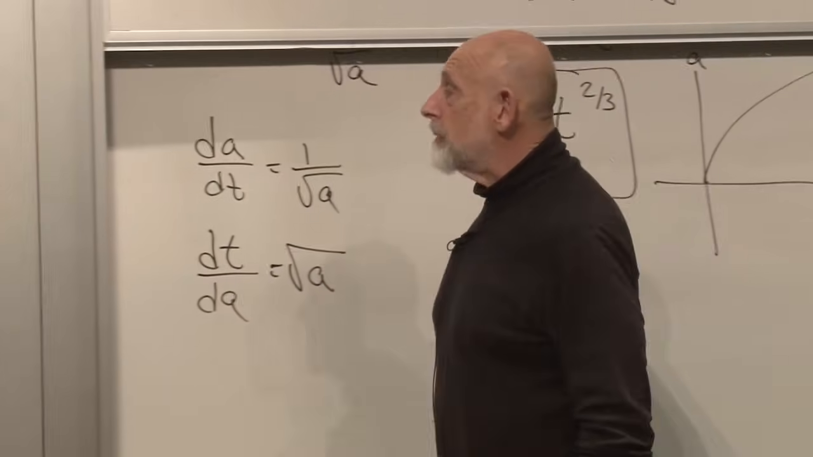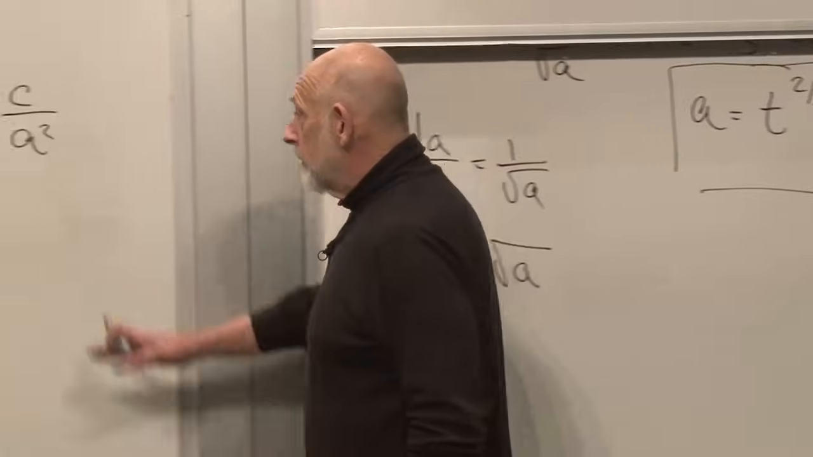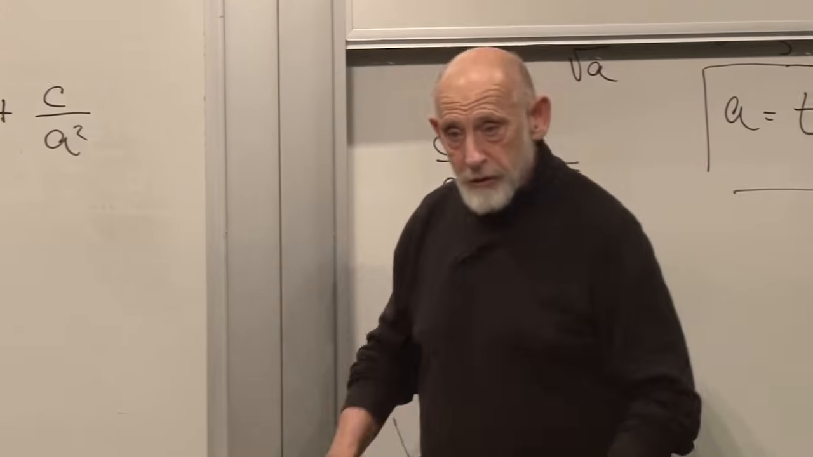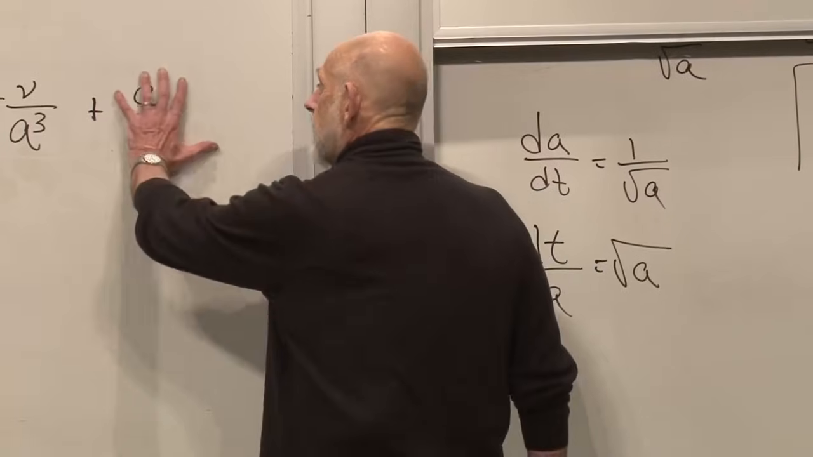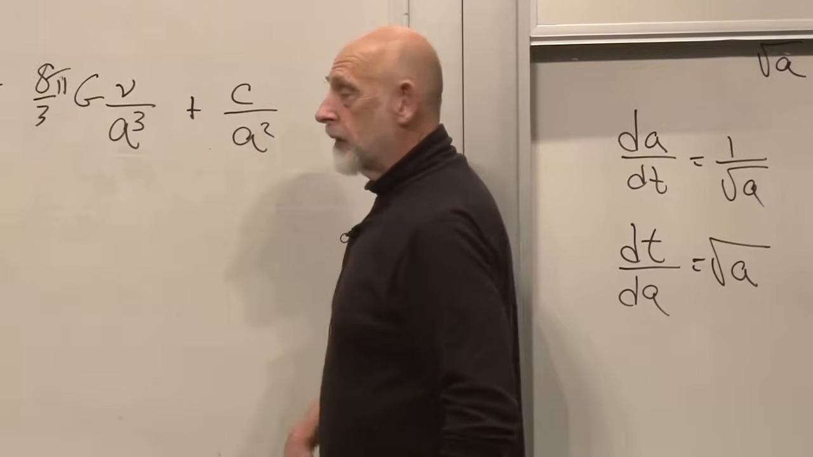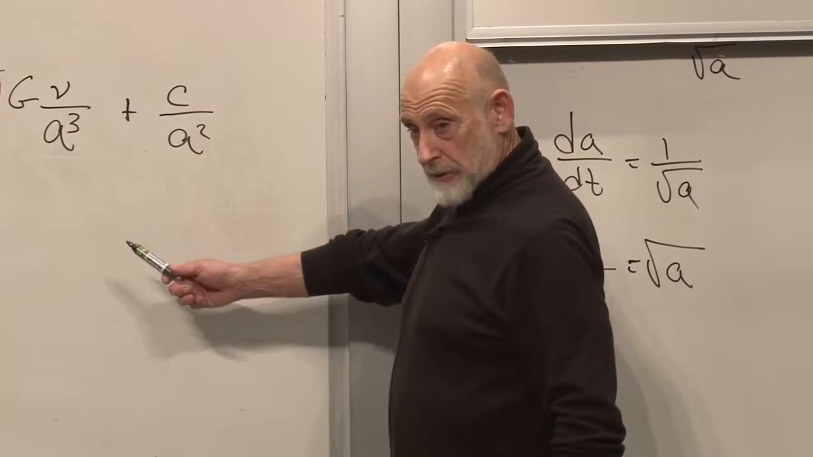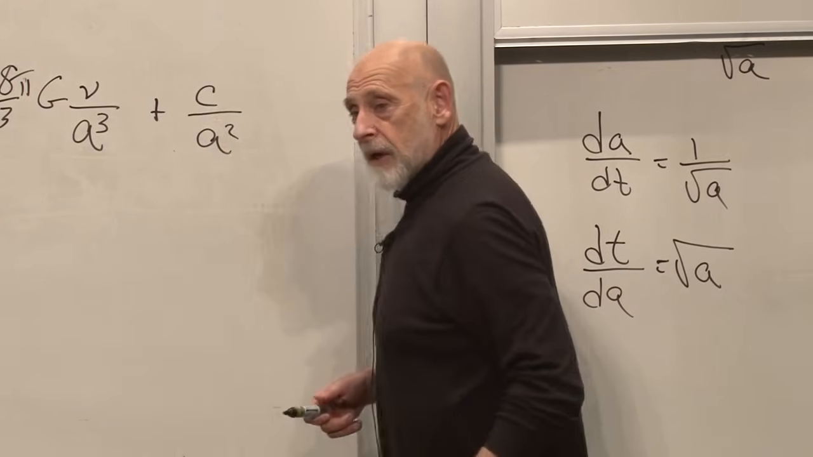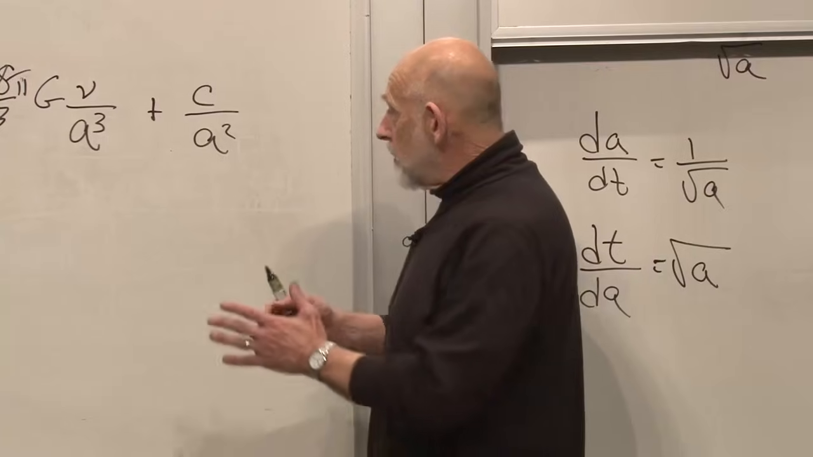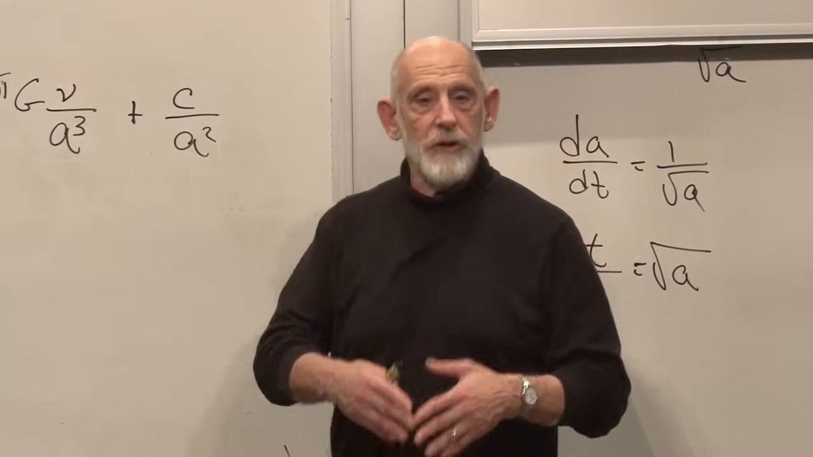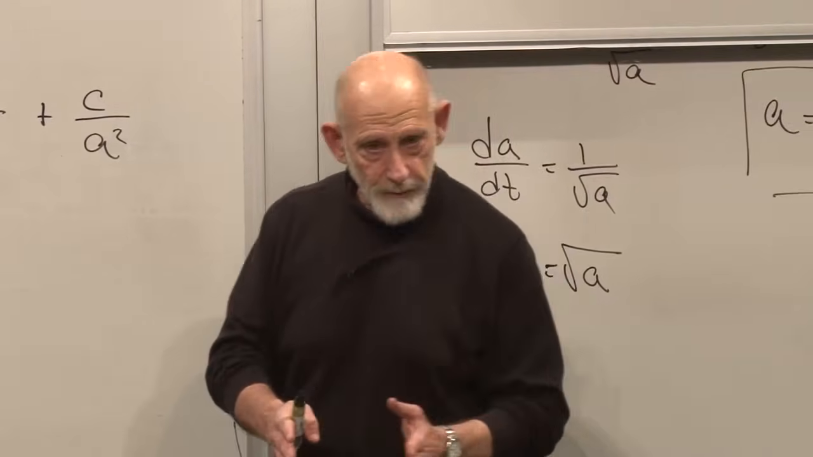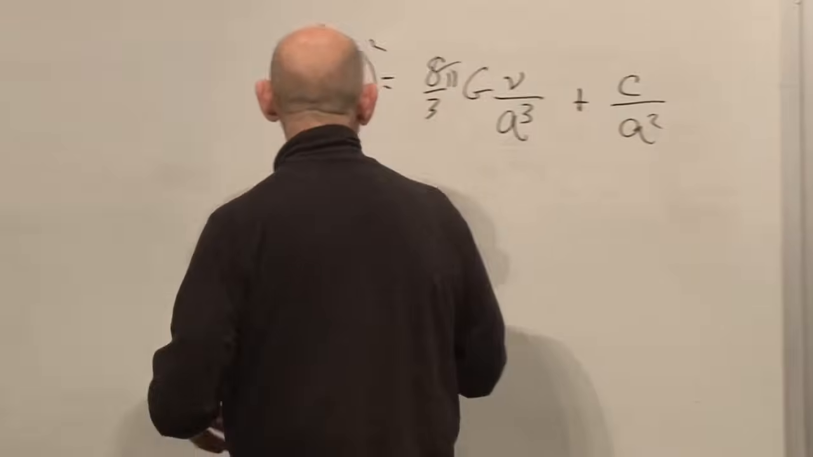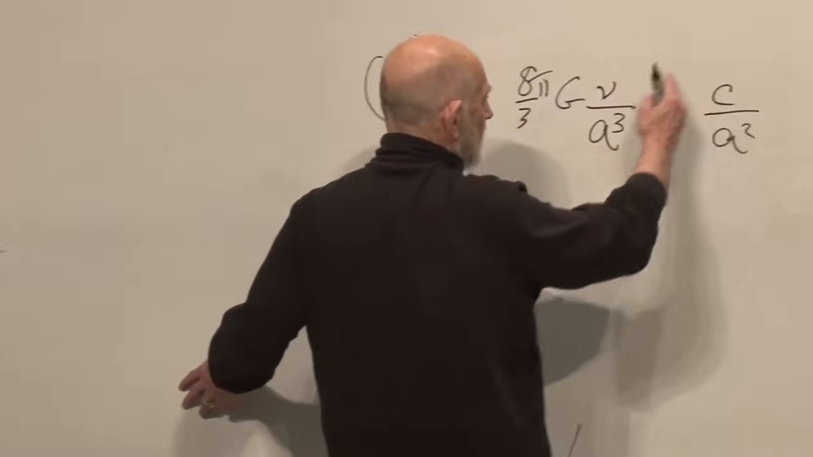If you take a to be small enough, this will always beat this. And so for a sufficiently small a, this is negligible compared to this. We've already studied the case without this, and we know the answer. We know the answer as long as a is small, in other words, in the very early phases of the expansion, when a is just beginning to grow, this term is not important.